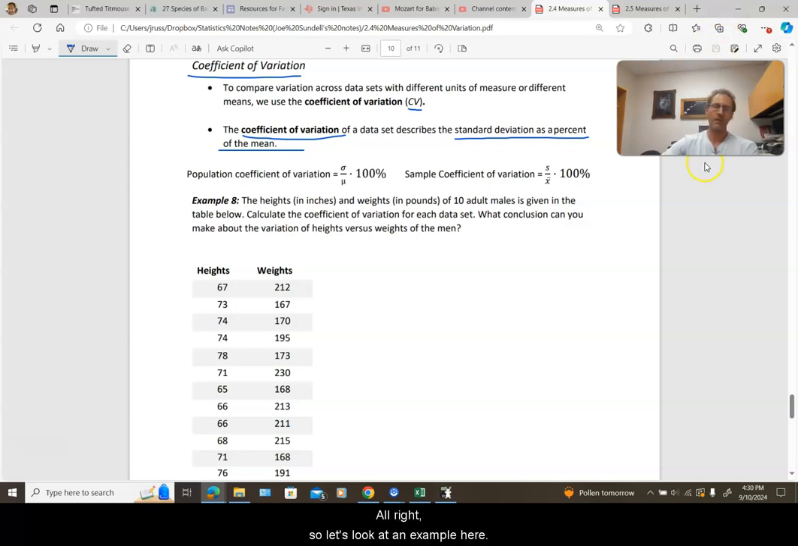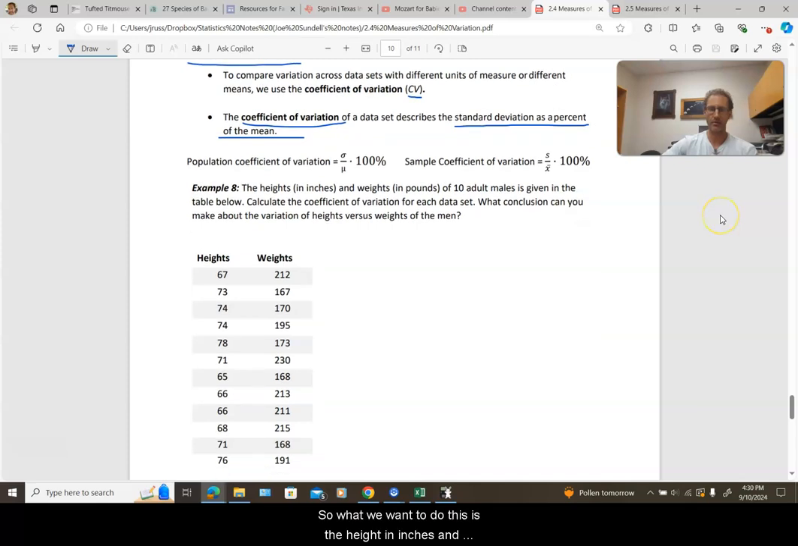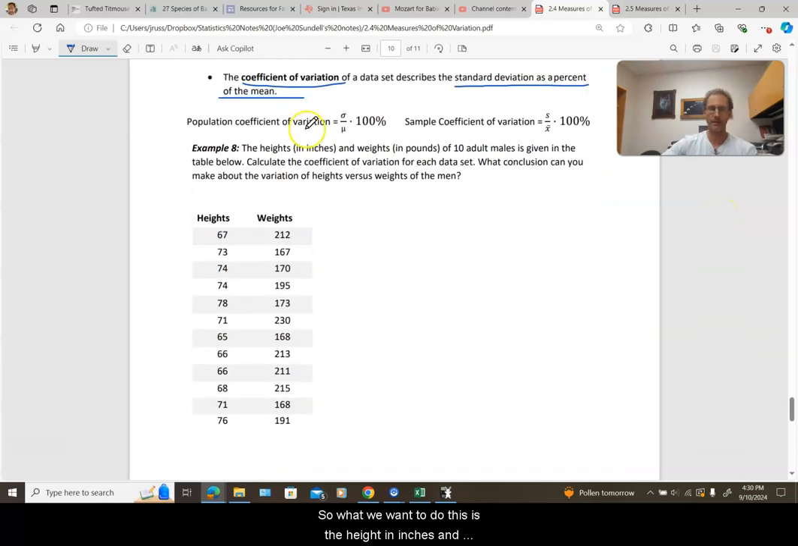All right, so let's look at an example here. It says the height in inches and weights in pounds of 10 adult males is given in the table below. Okay, so we want to calculate the coefficient of variation for each data set. And then what conclusion can you make about the variation of heights versus weights of the men?